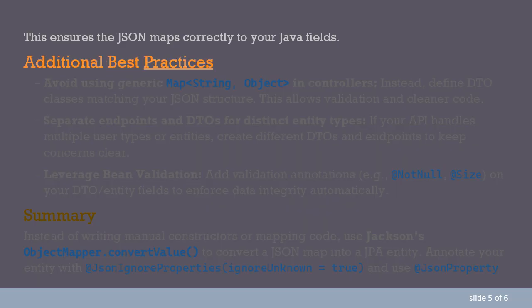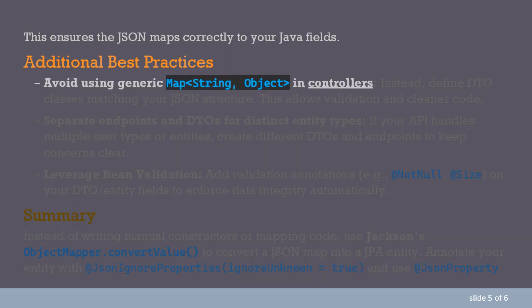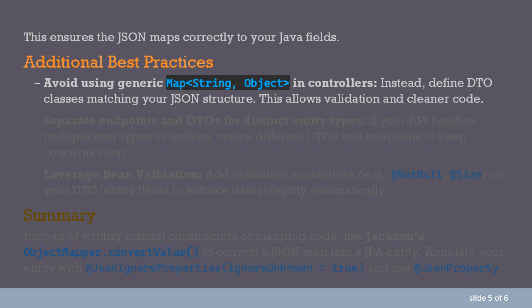Additional best practices. Avoid using generic Map<String, Object> in controllers. Instead, define DTO classes matching your JSON structure. This allows validation and cleaner code.